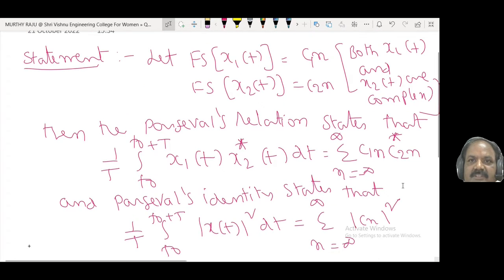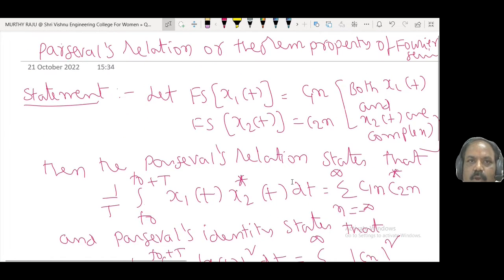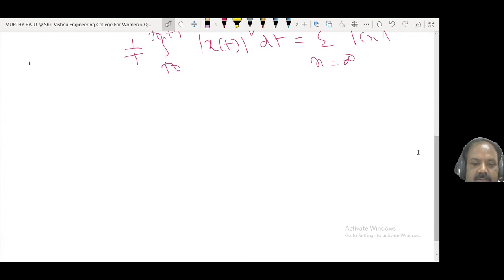This is the problem statement of the Parseval's relation or theorem property of the Fourier series. x1(t) and x2(t) are two continuous time periodic functions with Fourier series coefficients C1n and C2n. Both x1(t) and x2(t) are complex in nature.